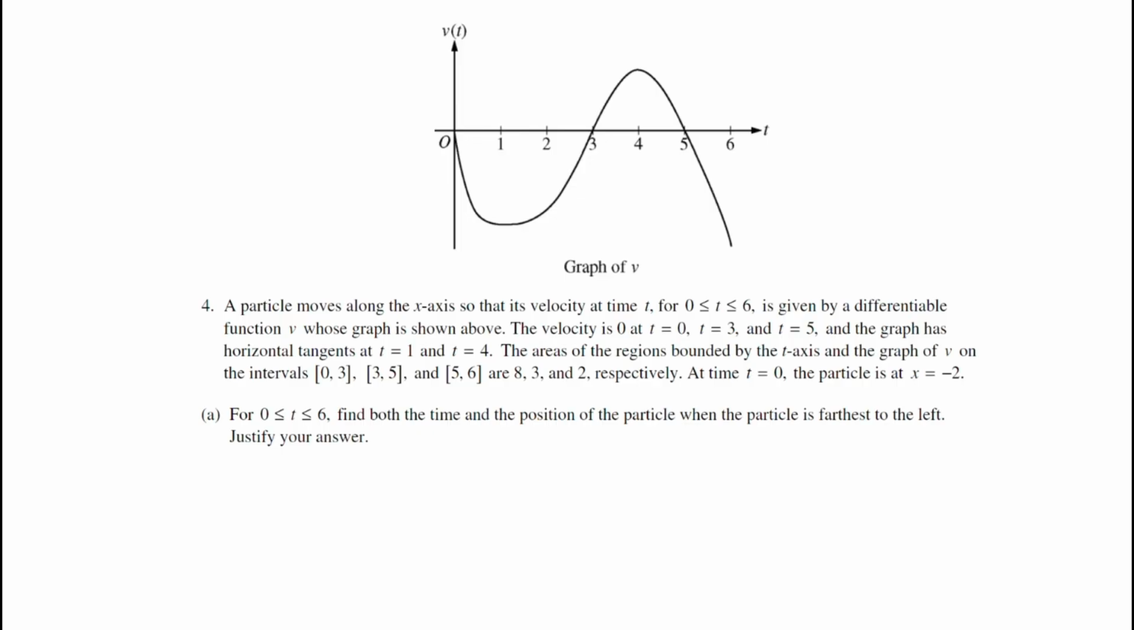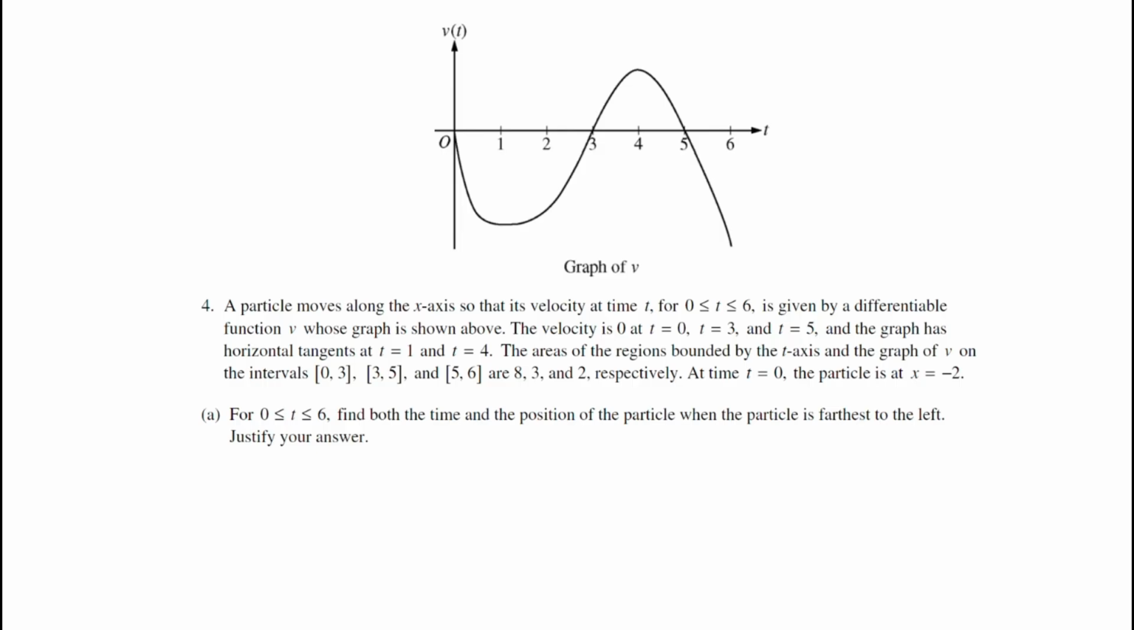All right, this is question number 4 from the 2008 AP Calculus AB exam. It's a motion FRQ. We've got a particle moving along the x-axis, and we're given a graph of its velocity, which is a differentiable function. It tells us that at 0, 3, and 5, the velocity is 0. And then we have horizontal tangents to the velocity at 1 and 4. In other words, a local min or a local max at 1 and 4.